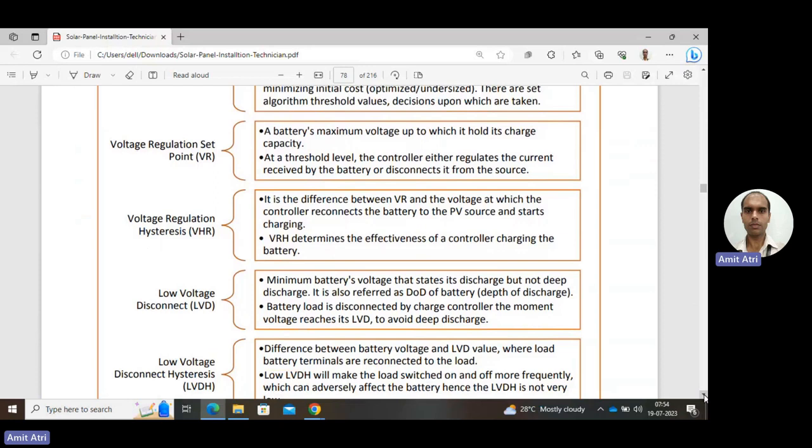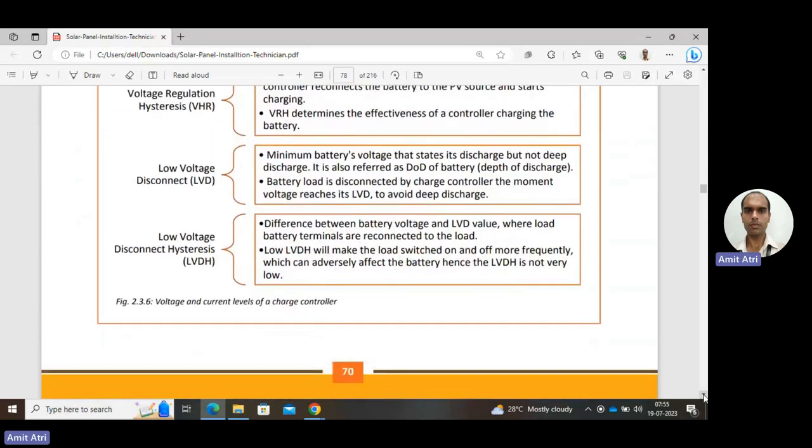So low voltage disconnect: voltage decreases up to a certain minimum voltage limit. After that, deep discharging will occur that will adversely affect the battery. So the battery will be disconnected from the load by this controller. The minimum battery voltage, we call it the low voltage disconnect. Now, a similar type of hysteresis is available for the lower limit as well. This is the limit between the battery voltage and the low voltage disconnect, where the load is reconnected.